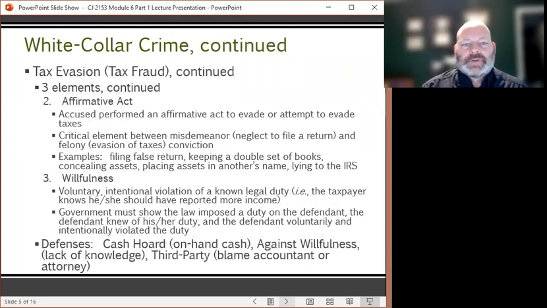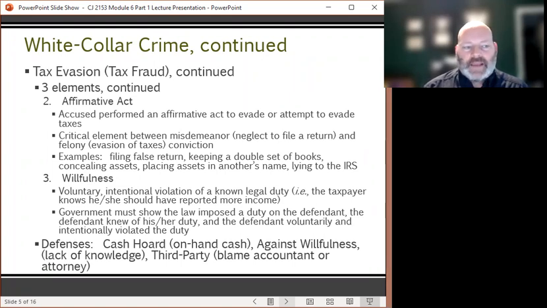The second element is an affirmative act, that the accused performed an affirmative act to evade or attempt to evade taxes. This is a critical element between a misdemeanor conviction and a felony conviction. We're talking about the difference between just simple neglect to file a return and what constitutes a serious felony, which is the evasion of taxes. Some examples would be filing a false tax return, keeping a double set of books, concealing assets, placing assets in another name, or lying to the IRS. This would constitute an affirmative act.